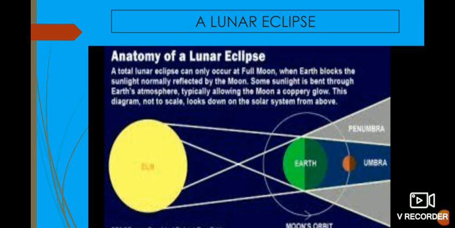Let us now understand how a lunar eclipse is formed. Again, for a lunar eclipse to be formed, the sun, the earth and the moon, all the three should be in a straight line. This time it is the earth which casts a shadow on the moon and we are unable to see the moon. Most lunar eclipses occur during a full moon day, and because of the shadow of the earth falling on the moon, we are unable to see it and we call it the lunar eclipse.